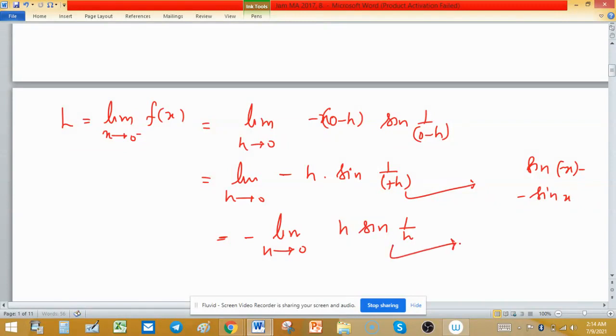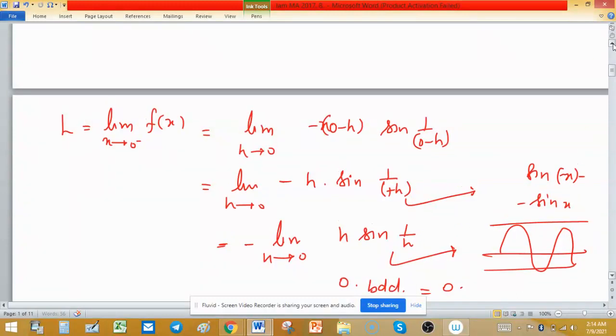As the sine function is bounded, you can observe the graph of the sine function, and h is tending to 0. So after putting the limit, this looks like 0 into some bounded value, because sine oscillates between two numbers, 1 and minus 1. So 0 into some bounded number will be 0, which means the left hand limit exists and is equal to 0. Now work on the right hand limit.